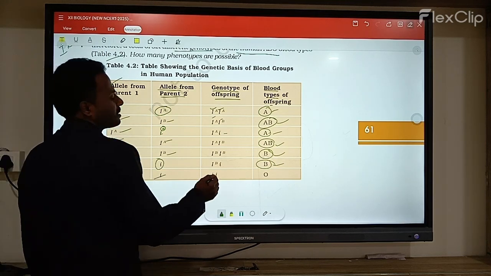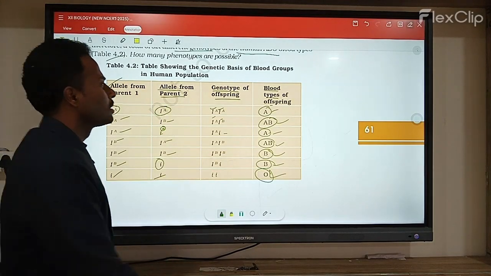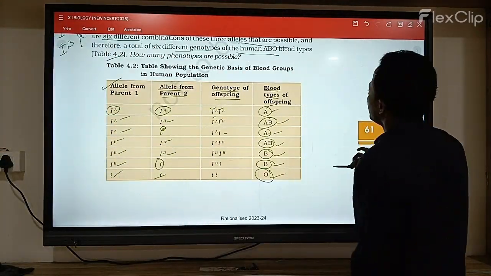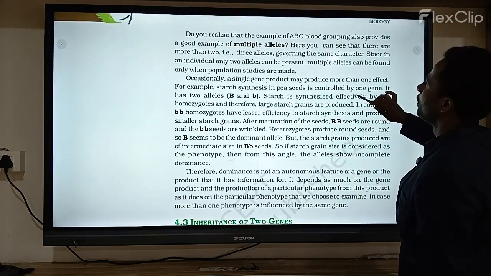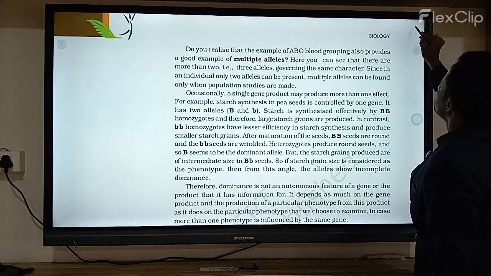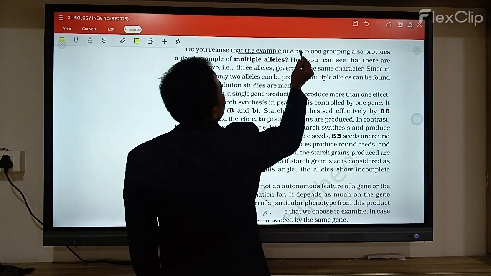And the antigens are completely absent now. So what gets produced? The O blood group is produced. Okay, this is co-dominance. It is completely co-dominance.